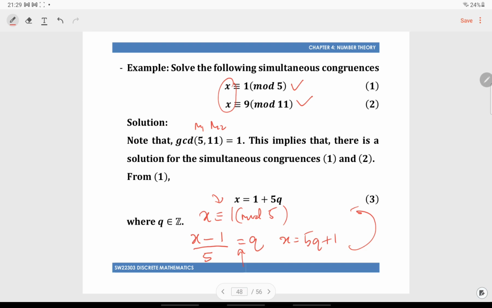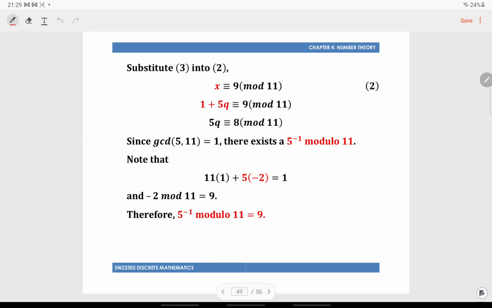So we convert equation 1 to an equation, and we obtain equation number 3, where q, don't forget to mention q, because q suddenly appears, we need to define it. So q is an integer. Next is just to substitute equation number 3 into equation number 2. In equation number 2, we have X congruent 9 mod 11. In equation number 3, we have X equal to 5q plus 1. So we simply substitute X, so we have 1 plus 5q.